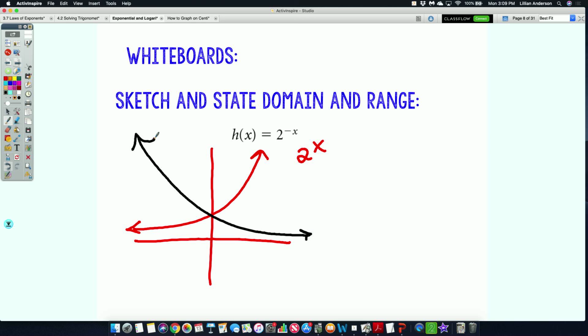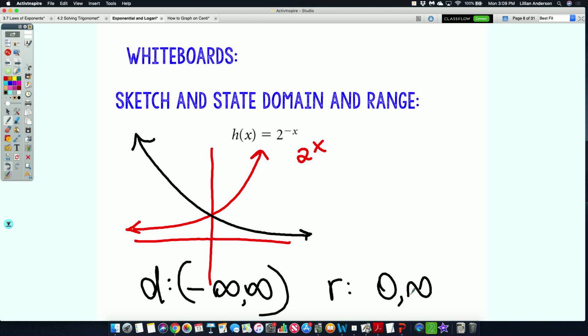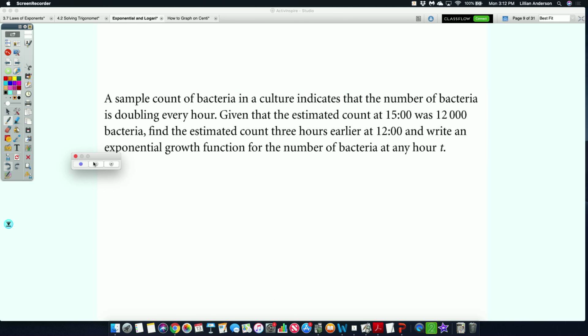What is the domain of this function? Negative infinity to infinity. What about the range? 0 to infinity. It's always the lowest value to the highest value. Very good. Let's take a look at this one.